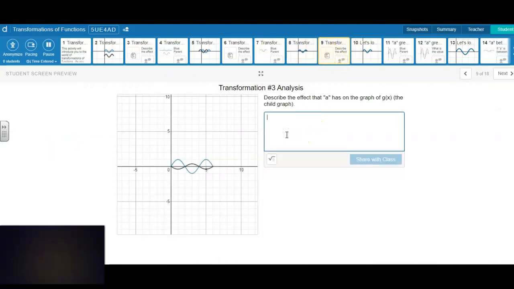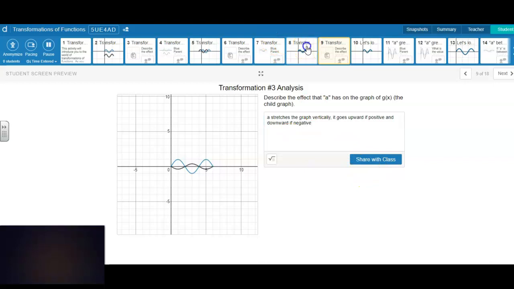Let's describe what a does to the graph. Well, you can say a stretches the graph vertically. It goes upward if positive and downward if negative.